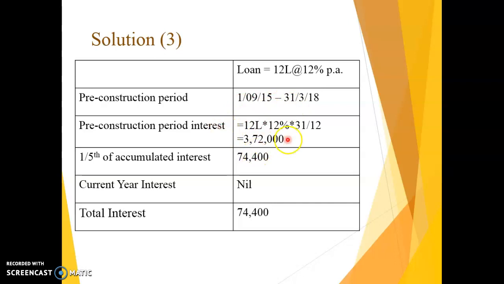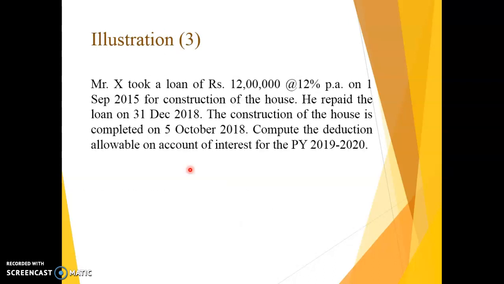Now we'll calculate the interest. So 12 lakh into 12% into, you have to now calculate the number of months in this duration. There are 31 months. So you'll just multiply by 31 divided by 12. So 3,72,000 is your pre-construction period interest. Now you divide this by 5. So 74,400 is your annual amount which you can claim as deduction under pre-construction interest. Now your construction is completed when?